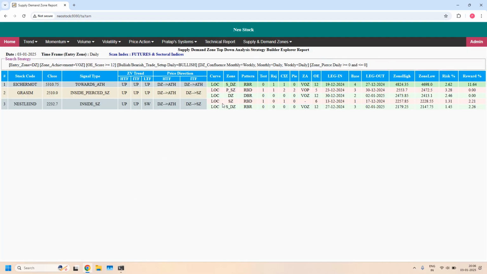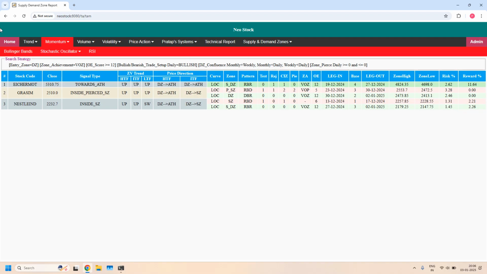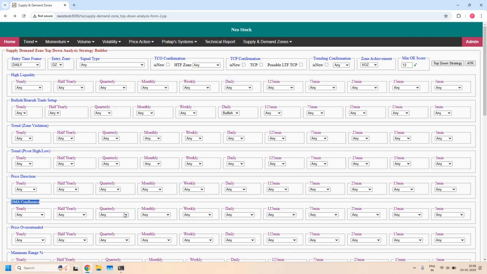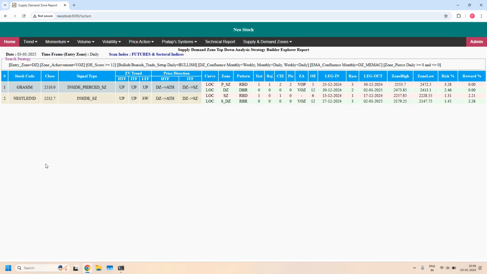In these 3 stocks, these daily demand zones are part of the weekly demand zone, both together again part of the monthly demand zone. And monthly trend is up in all the 3 stocks. Because monthly trend is up, if any of these monthly demand zones are having monthly EMA confluence, those stocks are even more high probability trade setup supported stocks. Let us verify. In the EMA confluence monthly time frame, because the daily and weekly together part of the monthly demand zone. That's why we are setting monthly demand zone with monthly EMA confluence. We got 2 stocks. So these 2 stocks are even more high probability trade setup supported demand zones.